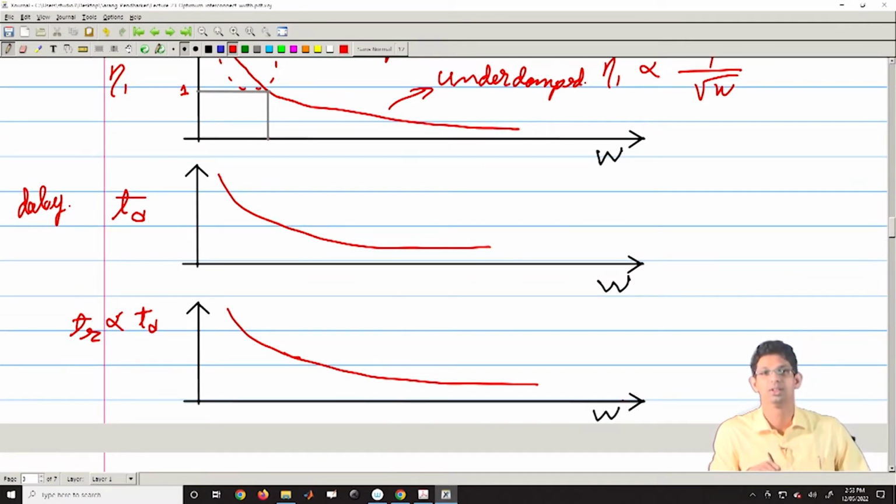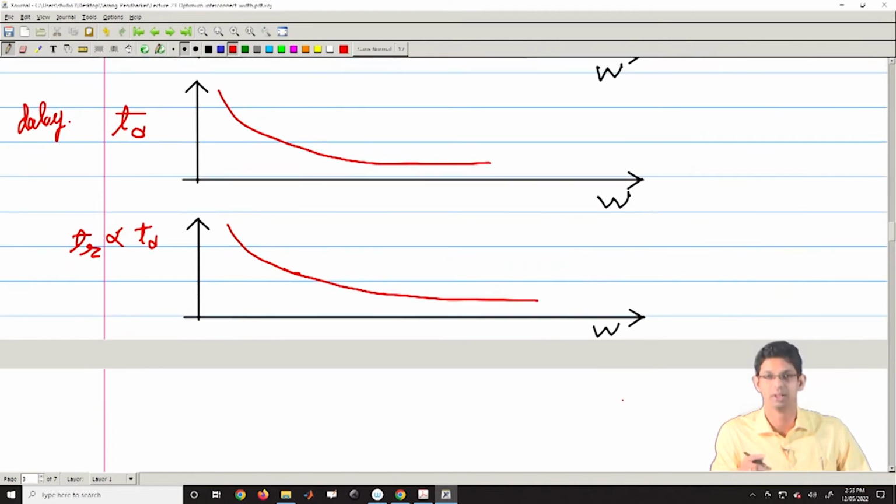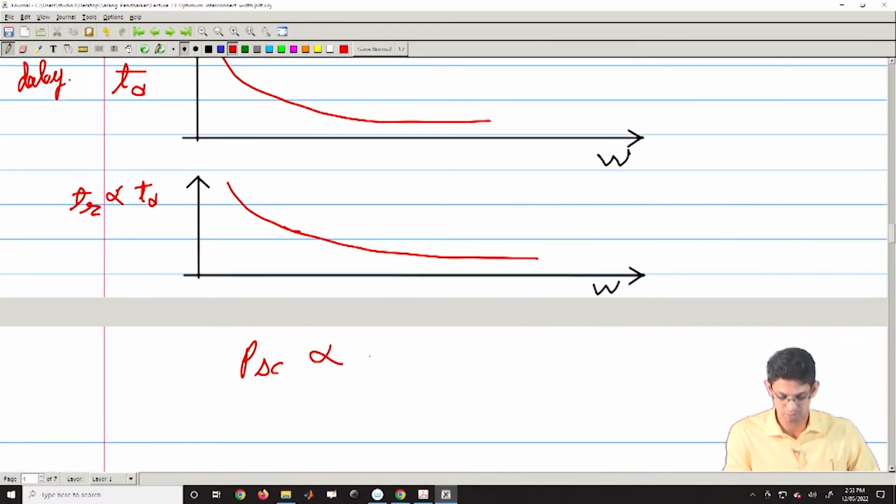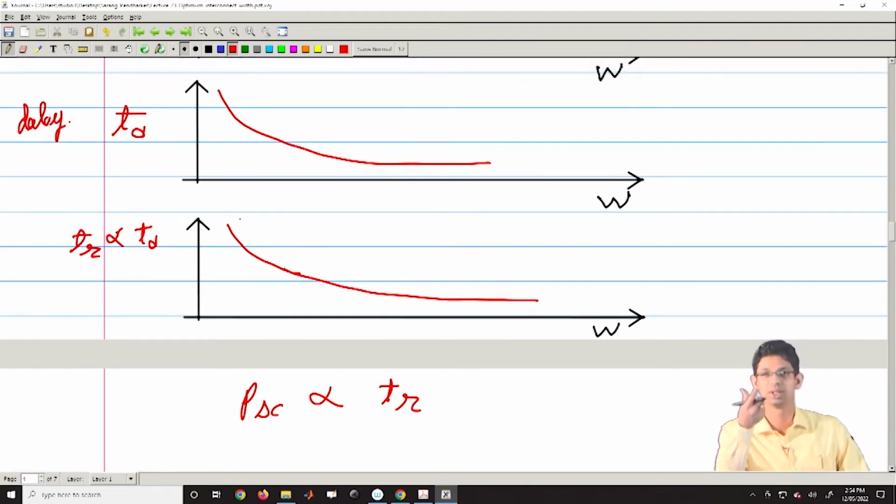Now, if we recall how your short circuit power depended on your rise time, your P short circuit was proportional to your T rise. So, what this tells you is that the narrower your interconnect width, the more your rise time, and the more should be your short circuit power dissipation. This is in an RLC interconnect, an inductive interconnect.